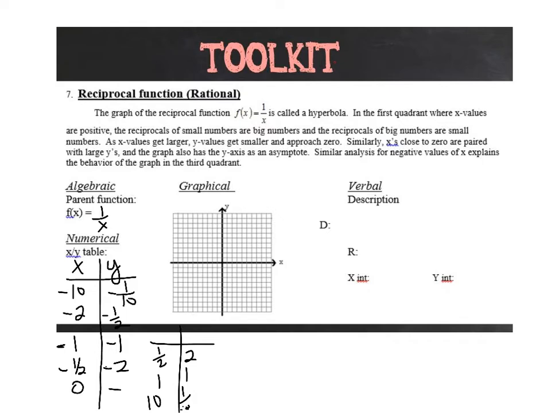1/10. Let's go graph this. Left 10, down 1/10. I don't even know how to show that. My stylus is iffy, so just do yours better than mine. Left 2, down 1/2. That's not going to look much different, but it's down a little bit more. Left 1, down 1. Left 1/2, down 2.